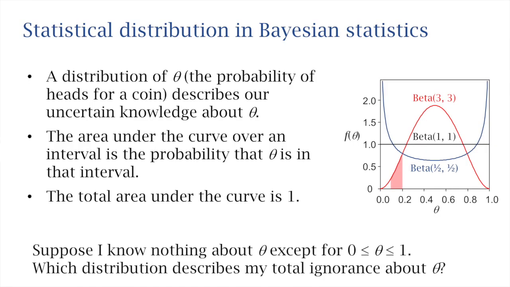Now a question. I'm not going into this, but you can think about it. Suppose I know nothing about this theta except that it's between 0 and 1. What kind of distribution describes my knowledge, or my lack of knowledge?